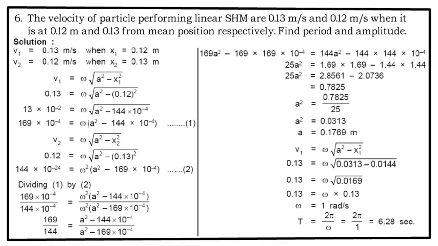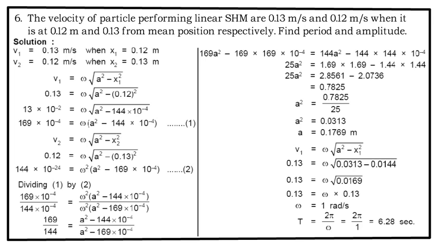V1 is equal to 0.13 meter per second. X1 is equal to 0.12 meters. V2 is equal to 0.12 meter per second when X2 is equal to 0.13 meters. V1 is equal to omega square root of a square minus x1 square. V1 is 0.13, omega we don't know, square root of a square minus x1 square, where x1 is 0.12 meter. I substitute that value. Now from this expression I get 169 into 10 raised to minus 4 is equal to omega square bracket a square minus 144 into 10 raised to minus 4, equation number 1.